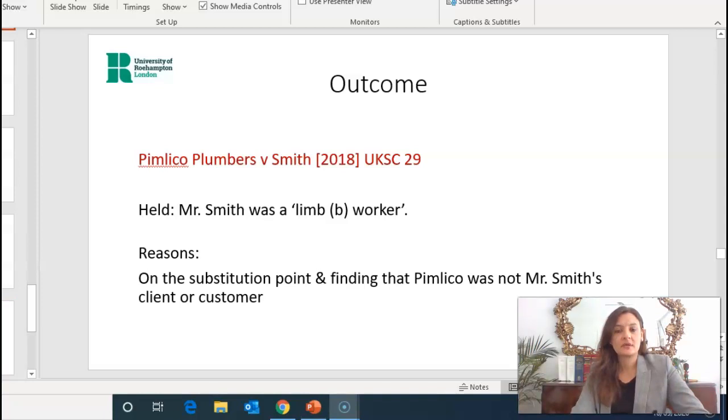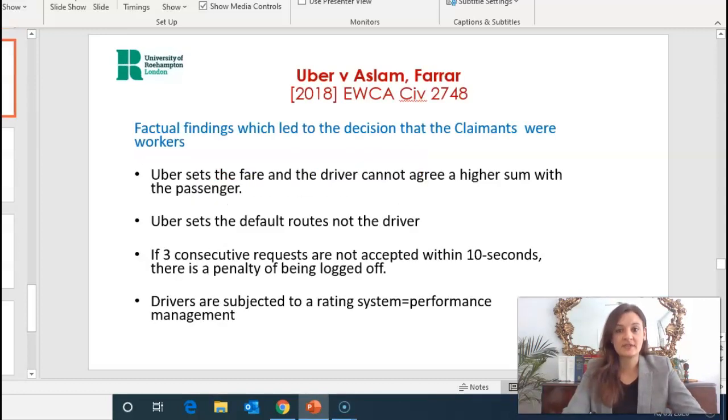So this was a pretty important case, at least for Mr. Smith and his colleagues. However, these kind of cases are very, very fact sensitive, and therefore probably don't set much of a precedent. So even though it was in the Supreme Court, it's unlikely to really set a precedent on the lower courts in terms of defining employment status, because they're so different in terms of facts.